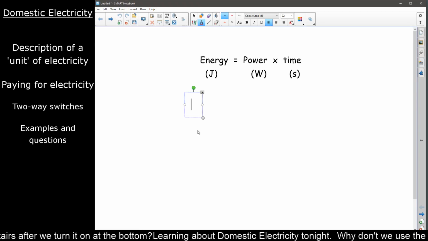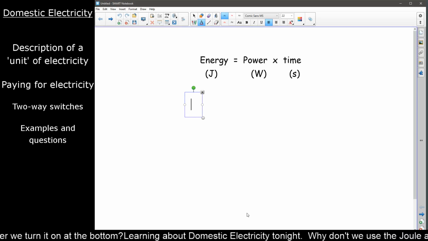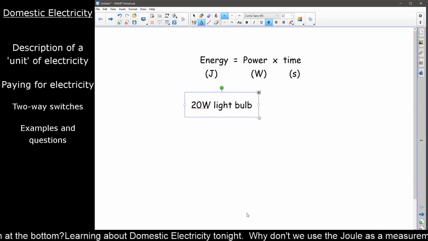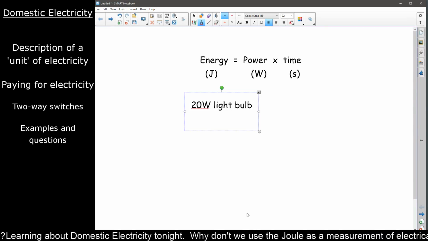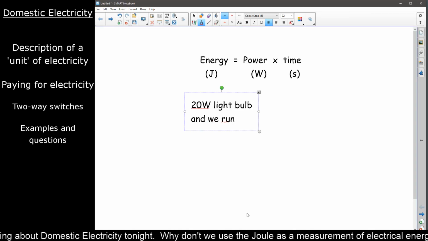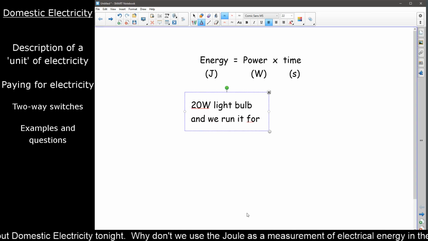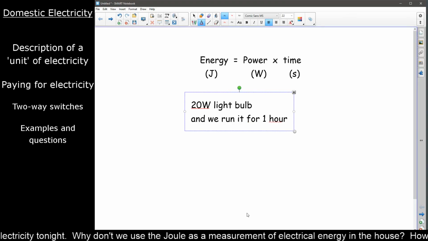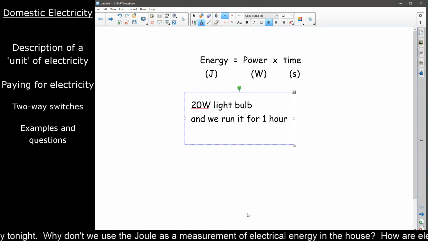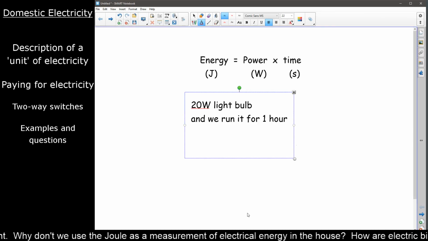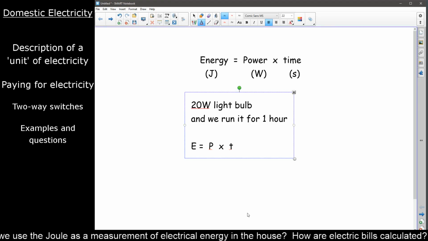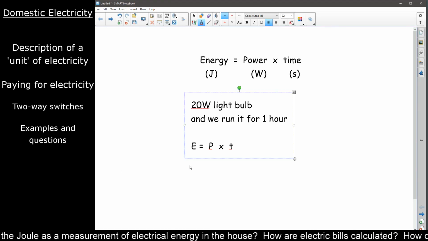Now here's why. Let's imagine I have a 20-watt light bulb. So a standard energy saving light bulb, not super efficient, but pretty good. We run it for, let's say, 1 hour. So a 20-watt light bulb running for 1 hour. Now let's do the calculation. Energy equals power multiplied by time, and this is our key equation.